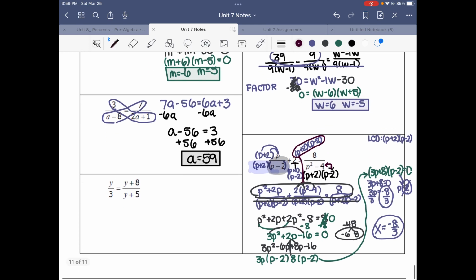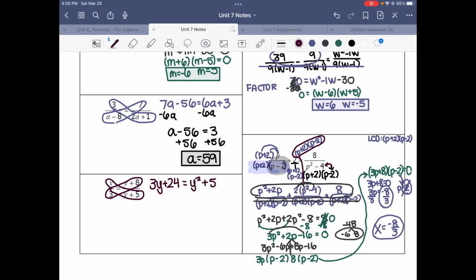All right, we've finally arrived at our last example for notes. 3 times y plus 8 is 3y plus 24 equals y times y plus 5 is y squared plus 5y. Now, I tend to bring everything over to the side with y squared on it to make factoring easier. So I'm going to subtract the 3y and the 24 over to the right side, which leaves me with 0 equals y squared plus 2y, and 0 minus 24 is just going to be negative 24.